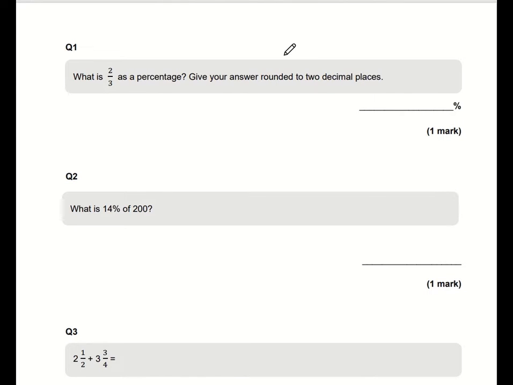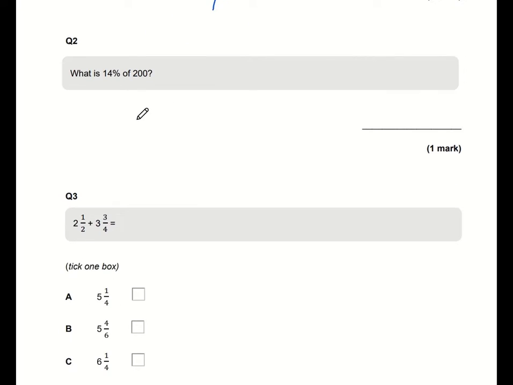What is 2/3 as a percentage? Well, this is just a value you need to know. 1/3 is 33.3 recurring percent, so 2/3 is 66.6 recurring percent. We need to give our answer to 2 decimal places, so we're interested in the value of the 3rd decimal place. Anything beyond that we can ignore. If this number is 5 or greater, which it is, then the column to the left will move up by 1. So this 6 becomes a 7, so 66.67%.